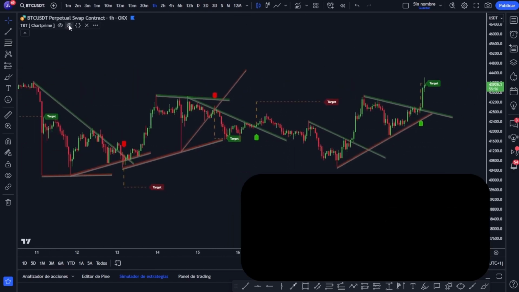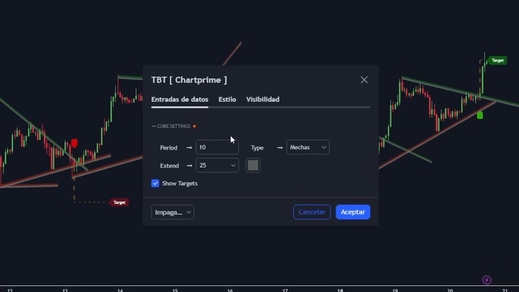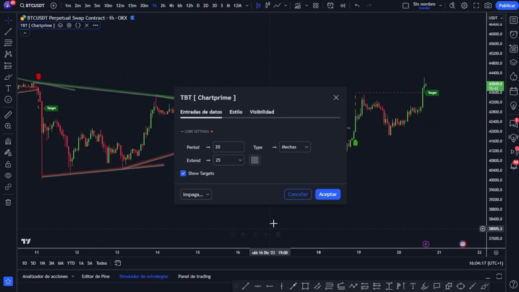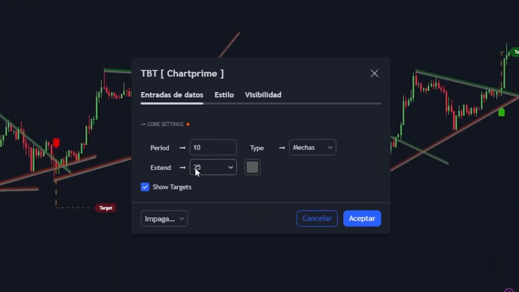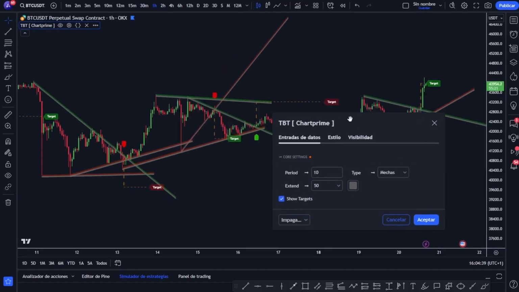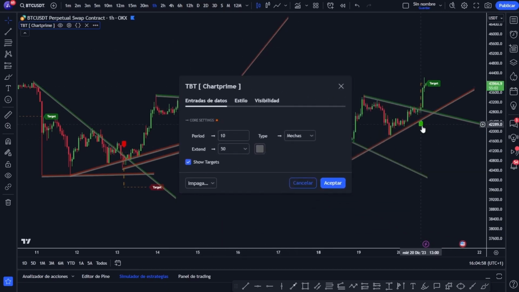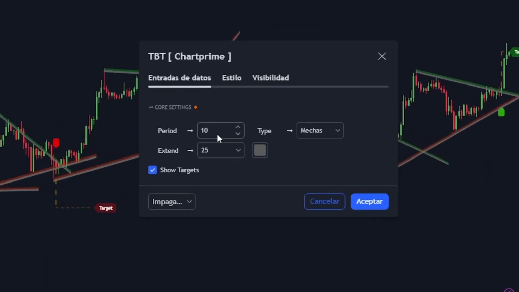forming. If we go to the settings section, we can change some things, such as the period. If we increase it to 20, for example, you can see the difference. It doesn't mark as many breakouts. We also have the option to extend the lines a bit more. For example, if we set it to 50, you can see how it extends those zones more, which can be very beneficial if we are looking not only for the first breakout, but also a possible pullback to the line. For now, I'll leave it at 25 so you can perfectly see how it works.